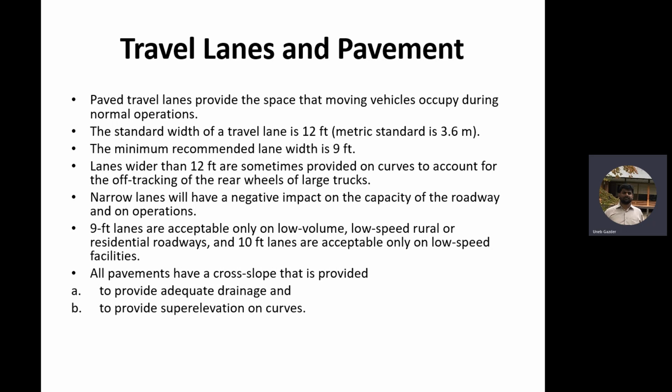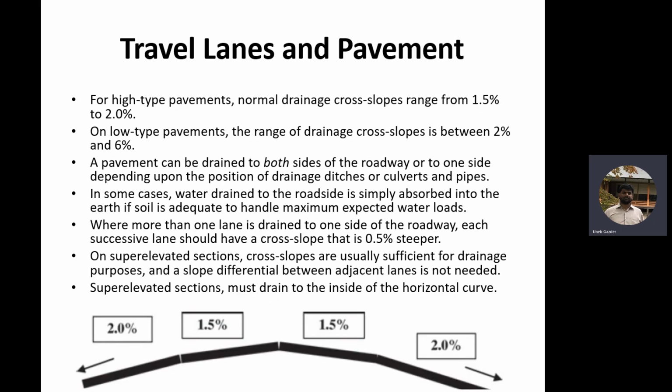Usually super elevation is higher than the normal slope. So when you provide super elevation, you don't have to worry about drainage. Your drainage will happen even faster. But you have to worry about what should be the normal cross slope outside the curve. And for that they have given us some ranges. For high type pavements, the cross slope can be 1.5 to 2%.